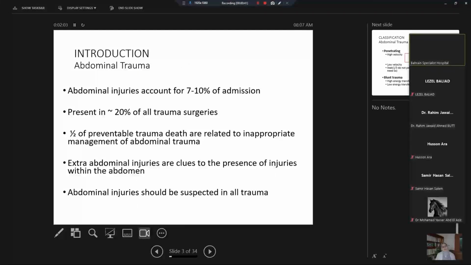So why talk about abdominal trauma? Because abdominal injuries account for almost 7 to 10% of total hospital admissions. It is present in about 20% of all trauma surgeries. And sadly, half of preventable trauma deaths are related to inappropriate management of abdominal trauma. Extra abdominal injuries are clues to the presence of injuries within the abdomen, and we should suspect abdominal injuries in all trauma.